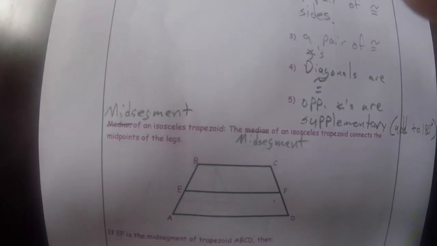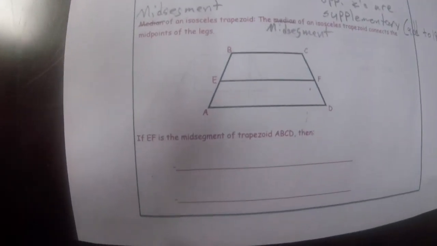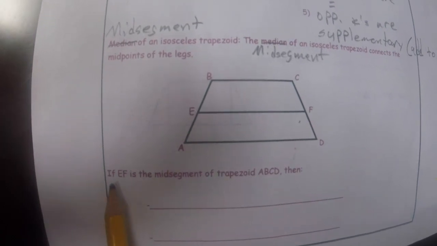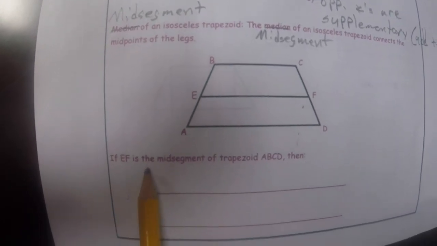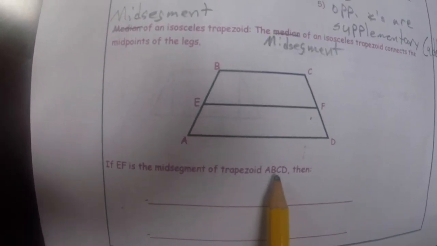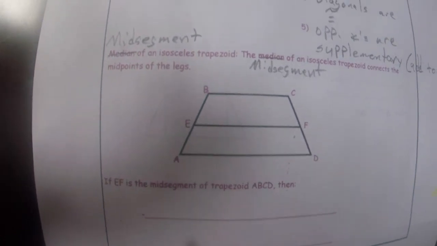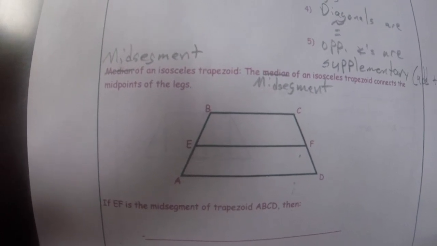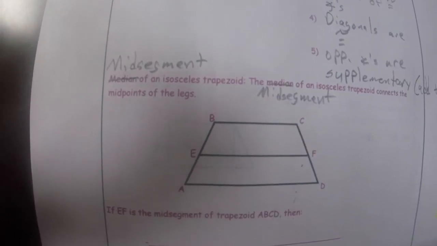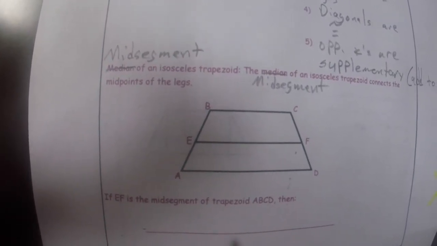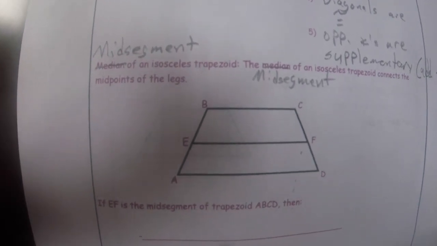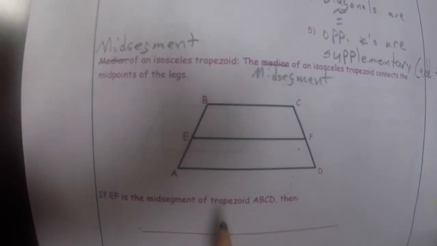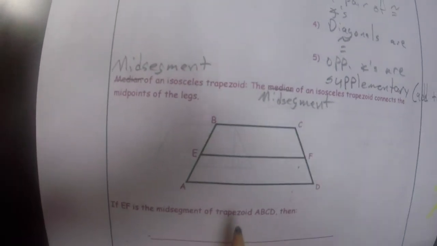So think about it. In this particular trapezoid here, it says if EF is the midsegment of trapezoid ABCD, then we know two things. Take a second to look at this trapezoid and tell me what two sides are definitely parallel to each other. Remember, parallel means if we extended them forever, they would never ever intersect.